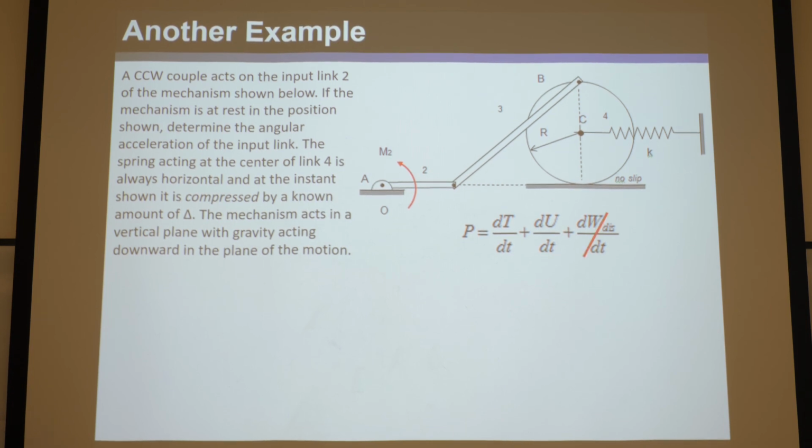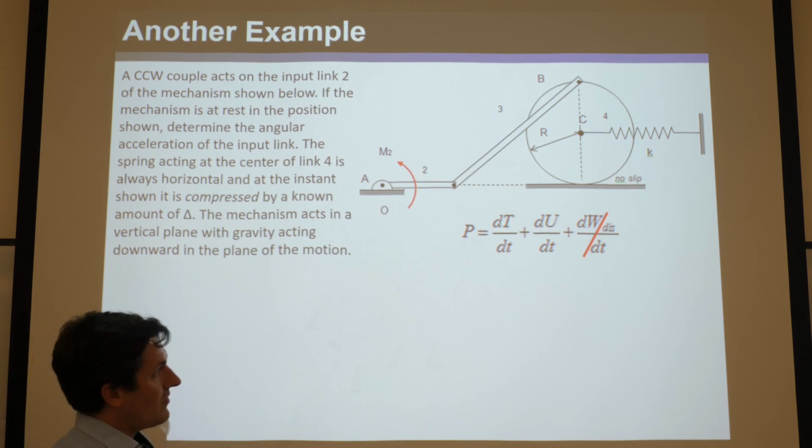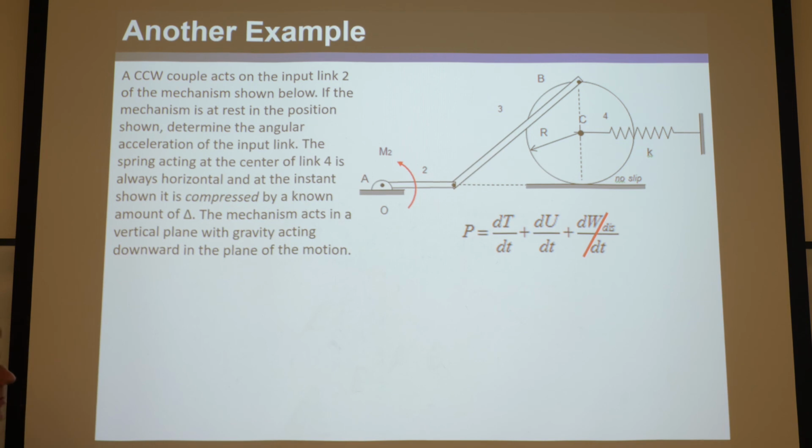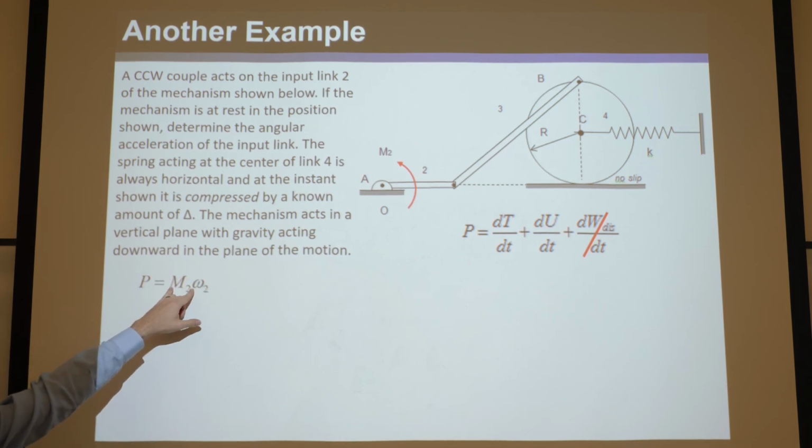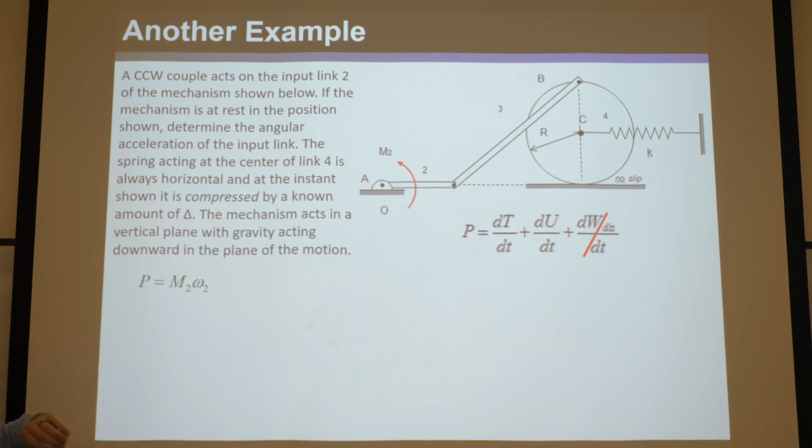We're going to idealize this. There's no friction. So we dropped that. Now let's find the power. Well, there's only one load, so it's m2 times omega 2. And now you might be tempted to say, well, we want to find omega 2 when it's 0.